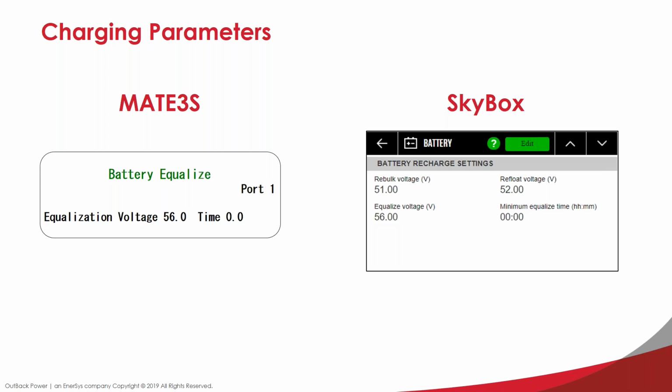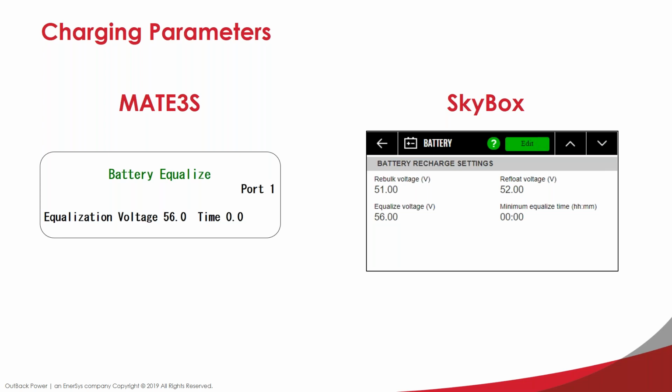What I've done here on both battery equalize settings, both on the Mate 3S and on Skybox, you can see that the voltages are equal to that of the absorb voltage. So in whatever case, worst case scenario, somebody hits equalize because they are a 5-year-old child and got into the menus, it won't damage the batteries because the equalized voltage will just be the absorb voltage.